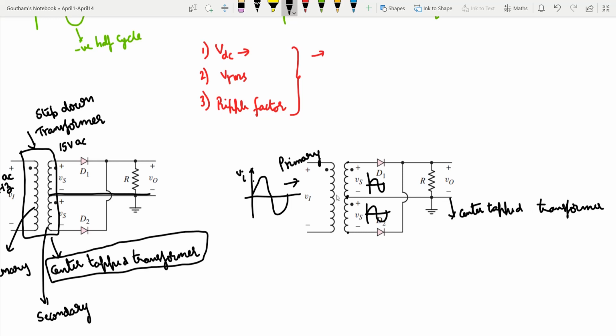So now, given a vi, what do we have at the secondary of the center tap transformer?